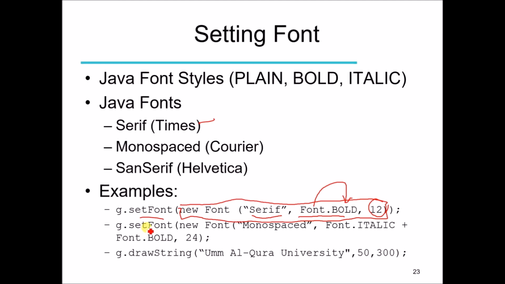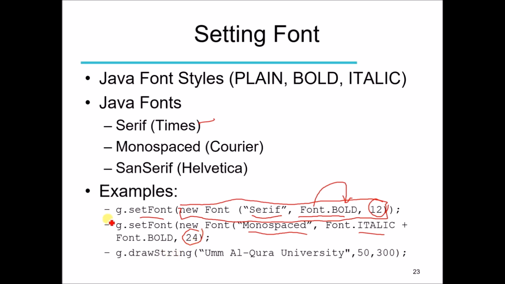One more example of how we can call the method setFont. Again we create the anonymous object. We write the name of the font as Monospace, but this time we are using two constants at the same time: Italic plus Bold. It means that we are going to draw something on the screen which is not only bold but also italic. So we can combine these constants defined in the class Font. And the size for the font is 24.